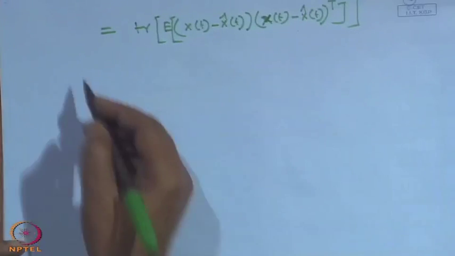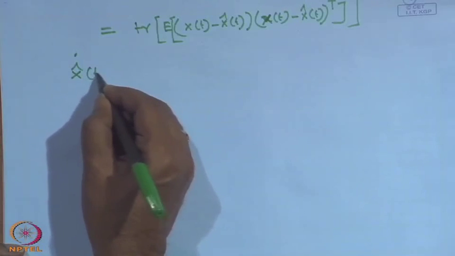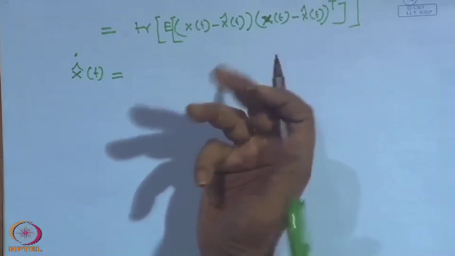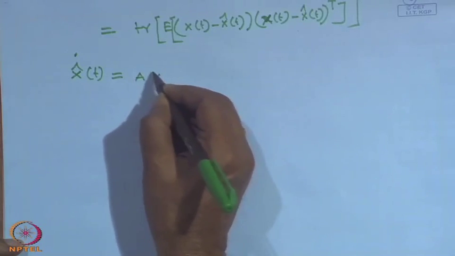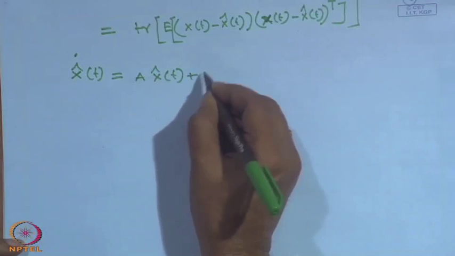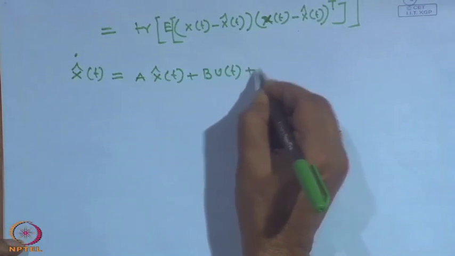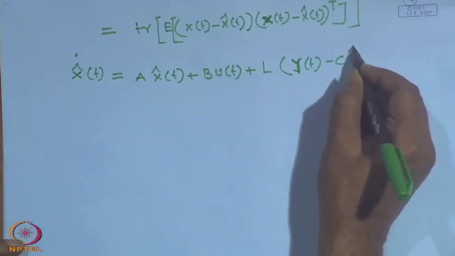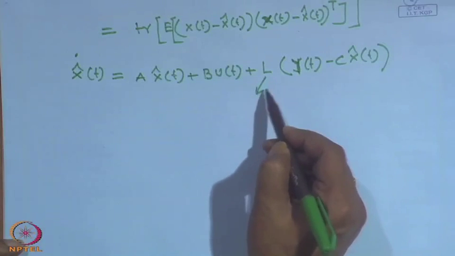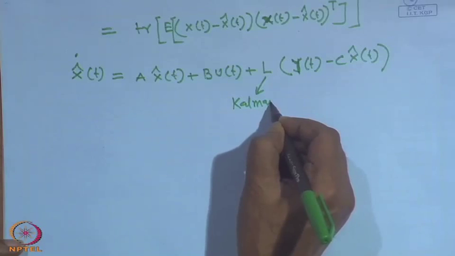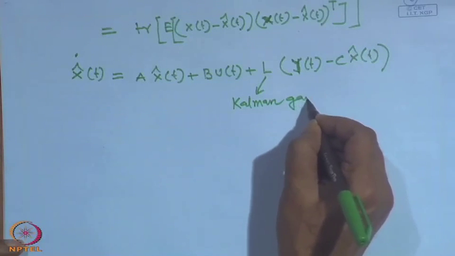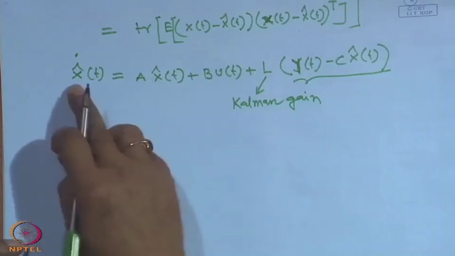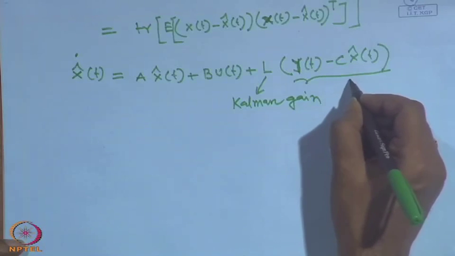So, I am writing directly the estimator equation, the Kalman filter equation. It is the same as what we did for the deterministic case; the structure is the same, but the implementation has to be done in a different way. So, this plus L into (Y of t minus C x hat of t). Look at that one: this L is the Kalman gain, and this is the error. So, this third term is the error correction; at each iteration it will correct the error.